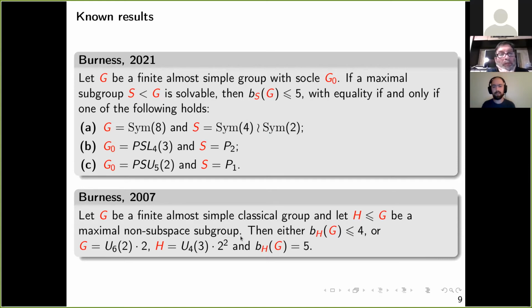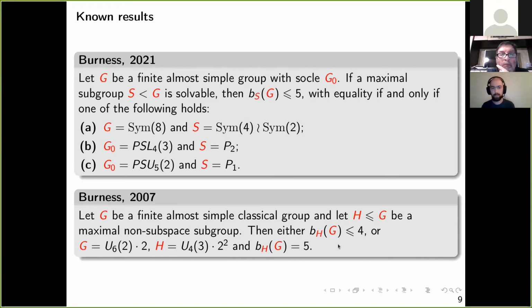it's a subgroup not from Aschbacher's class C1. Here G is a simple classical group. So it means, roughly speaking, that H doesn't stabilize any subspaces. The reason for this is simple: if we take a subspace subgroup, for example a parabolic subgroup, the base size is actually not bounded there.